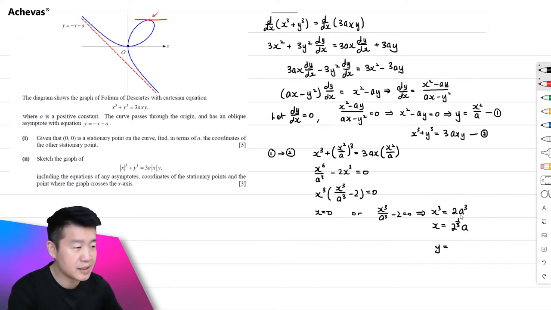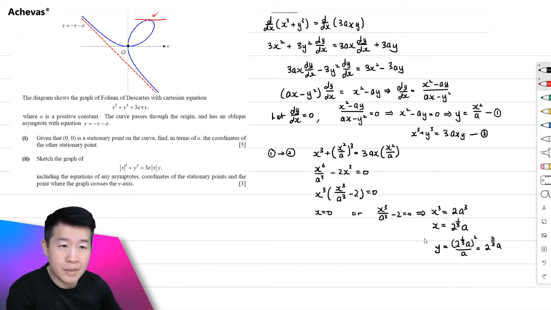And as for the y, substituting this back into equation number 1, we have 2 to the power of 1 over 3a, then square, divided by a. So we have 2 to the power of 2 over 3a squared divided by this a. The coordinates of the other stationary point, okay, now we have gotten it. The coordinate of the other stationary point will be 2 to the power of 1 over 3a, and 2 to the power of 2 over 3a.